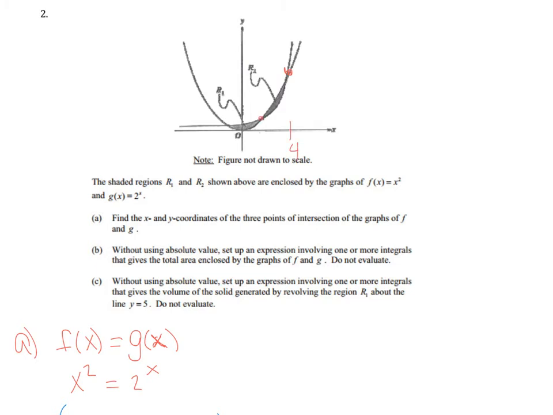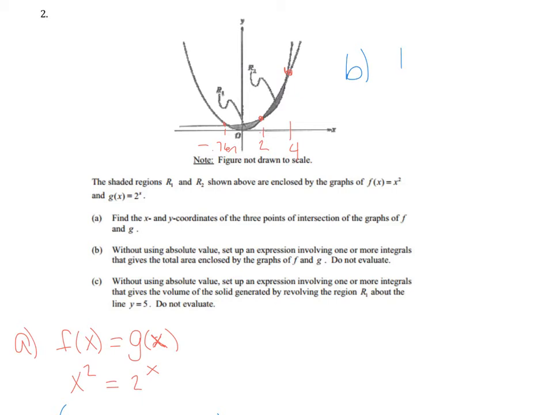Then this one here was 2. And then this one here was that weird negative 0.767 value. Now for part B, it says, without using absolute value, set up an expression involving one or more integrals to find the total area enclosed by the graphs of f and g.